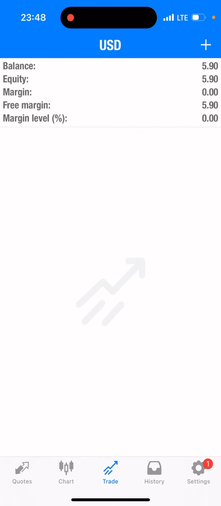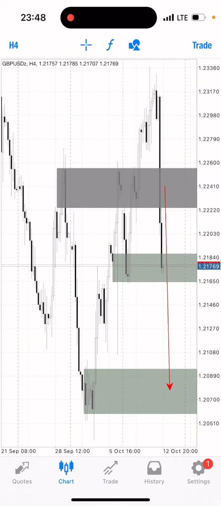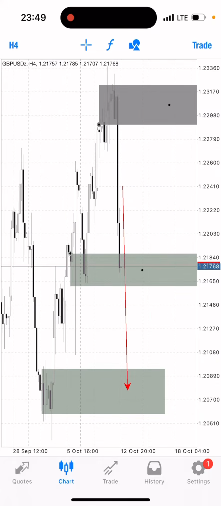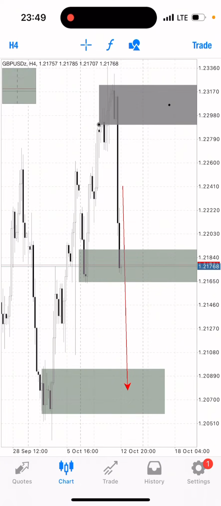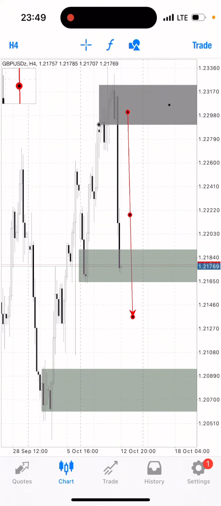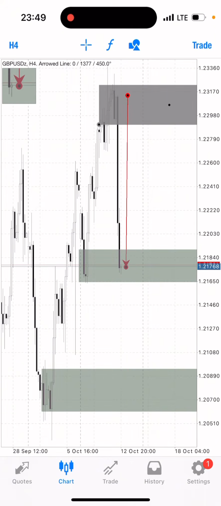So today I just deposited $5 into my trading account, and I want to trade with it. I'm going to trade with it using my supply and demand strategy. Here is GBPUSD on the 4 hours time frame. We can see it clearly at its demand zone right now.